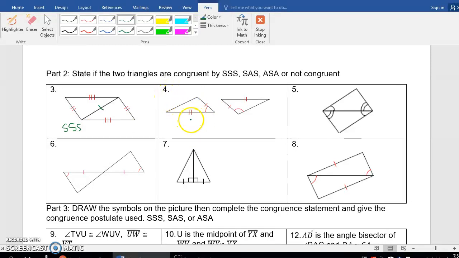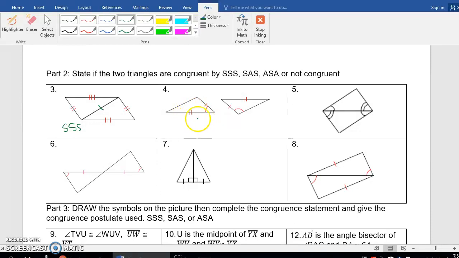And number 4, why don't you go ahead and pause the video though right now and try and attempt 4, 5, 6, 7, and 8 on your own. See if you can figure out which postulate or if they are just not congruent right now. Okay, coming back to number 4.